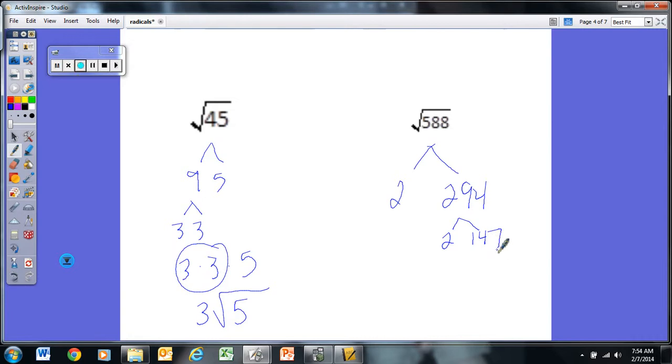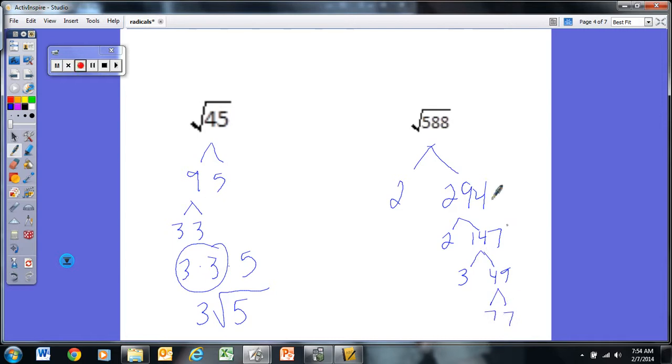Well, you have to play around with your numbers. Because I know my divisibility rules, I know that 3 goes into that. 3 goes into 147 49 times. Oops, bad math. And I know that 49 breaks down into 7 and 7.